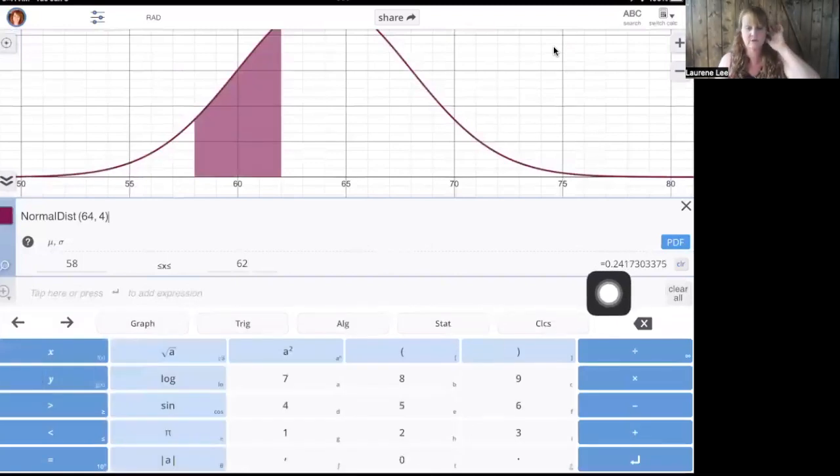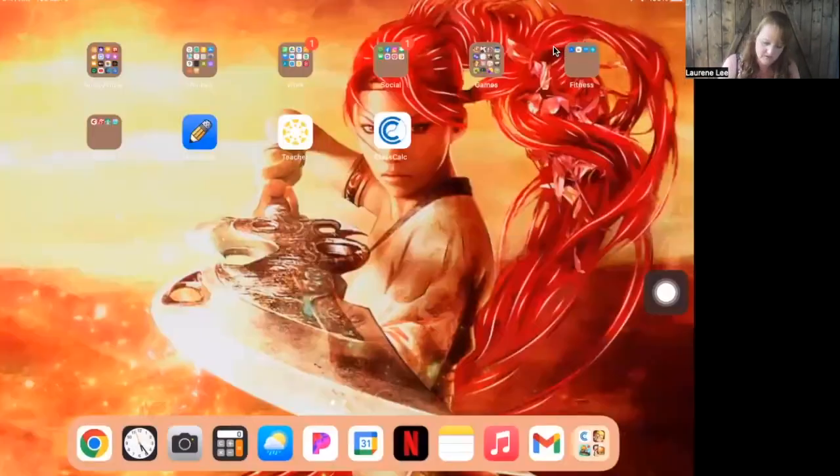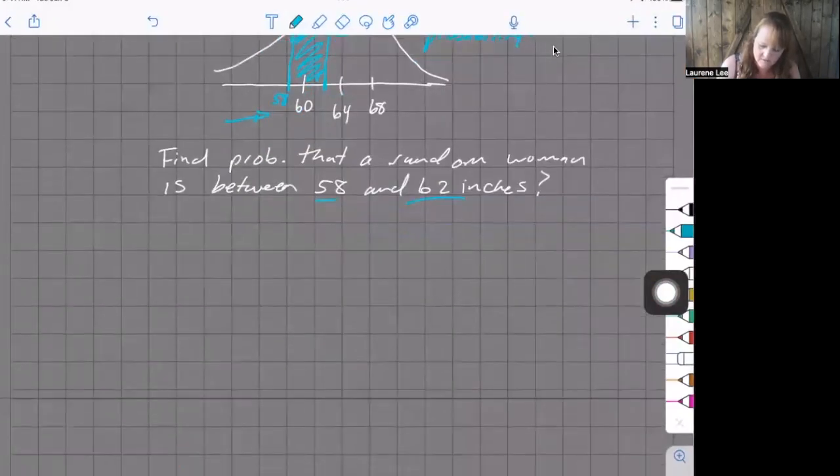Now your answers are probabilities. So these answers will always be between 0 and 1, can't be more than 1. So the probability that a random woman is between 58 and 62 inches is 0.24. Typically we're going to round to 3 decimal places here. So 0.242 is what we're going to call it. Okay. And that's your answer.